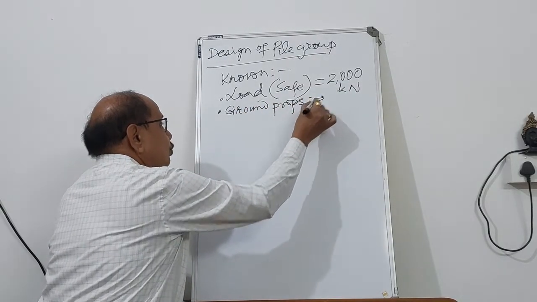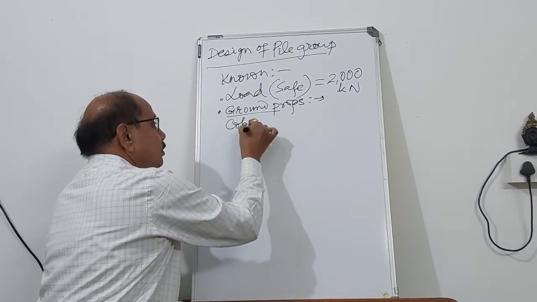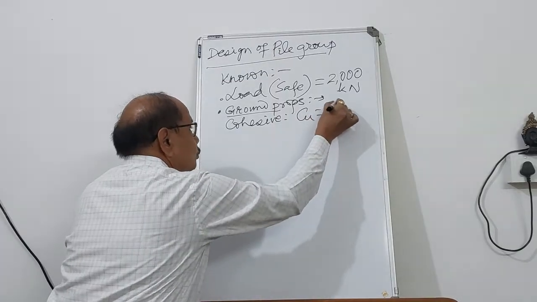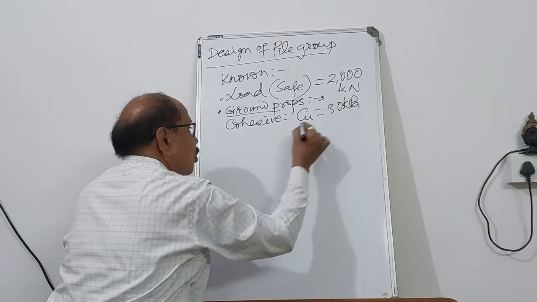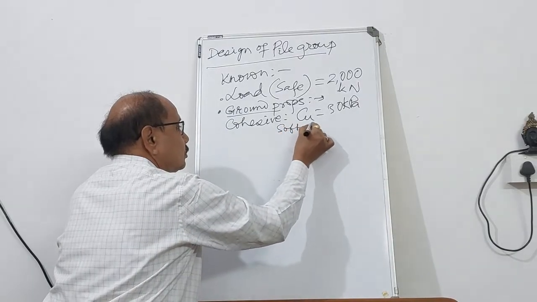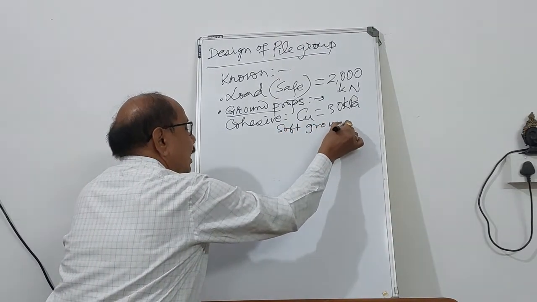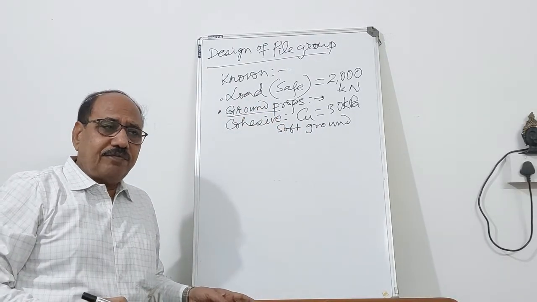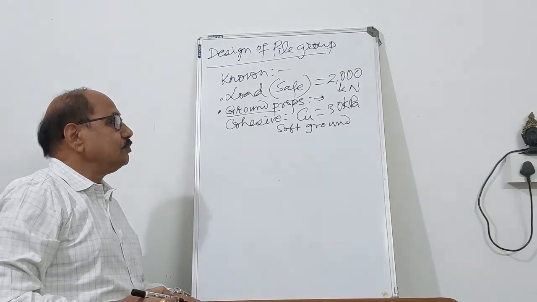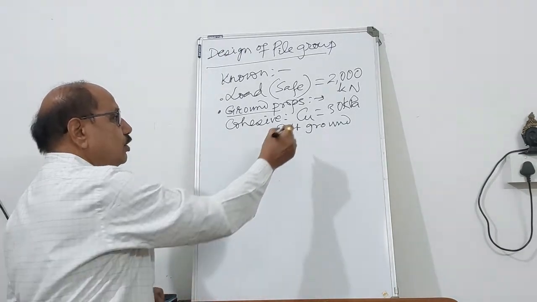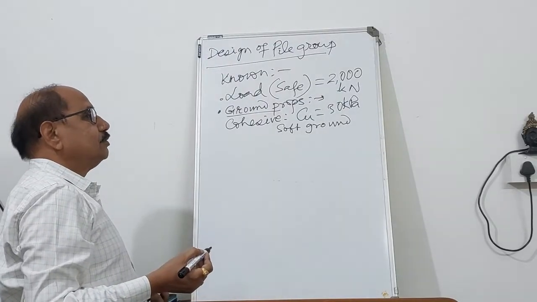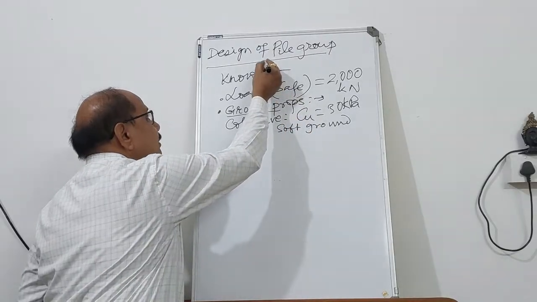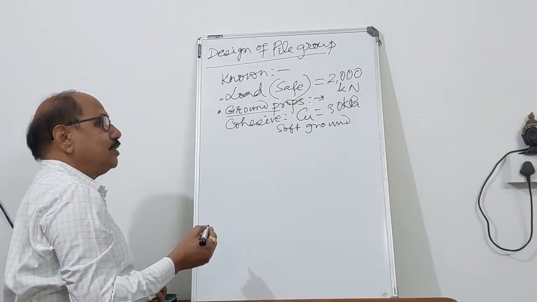Ground properties, as you know, it's cohesive ground. So Cu is known to you. It's a soft ground. And uniformly to a very deep depth, it is going to be uniform cohesive soil with Cu equal to 30 kilopascal. Now, in order to design the pile group, how will you proceed?